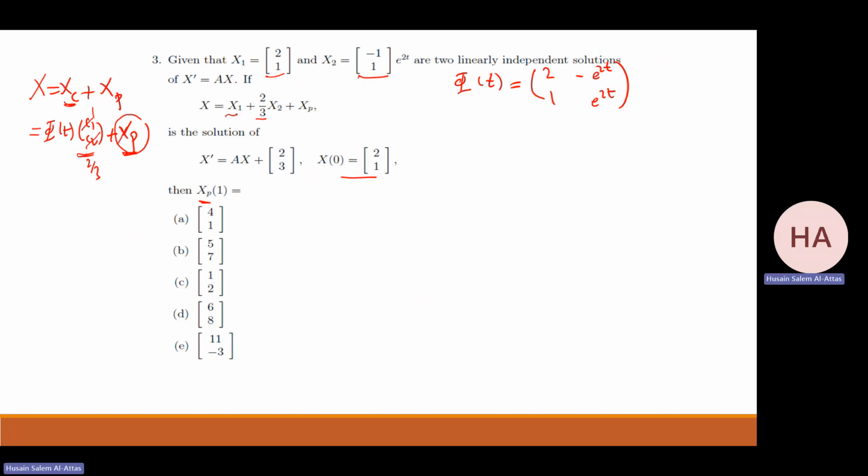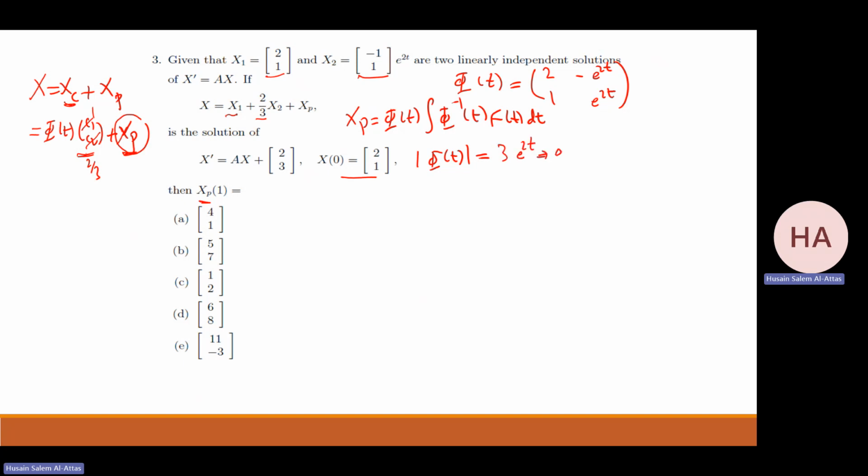Okay, so we'll do xp like the regular one. xp will be Φ of t times the integral of Φ inverse of t times f of t dt. Okay, then we'll do the same thing. Determinant of Φ of t to find the inverse. 2, minus, that will be plus, that will be 3. 2 minus minus, so it will be 3e^t.